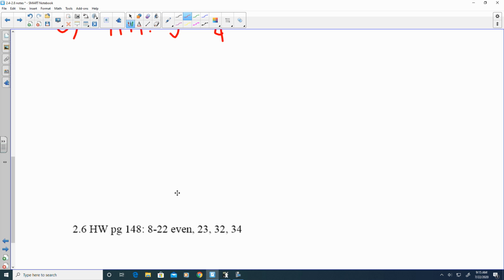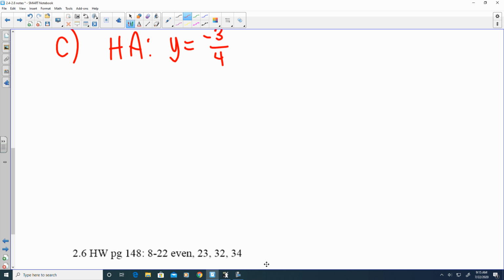And down here is our homework, and that is section 6 from chapter 2 for pre-calculus.